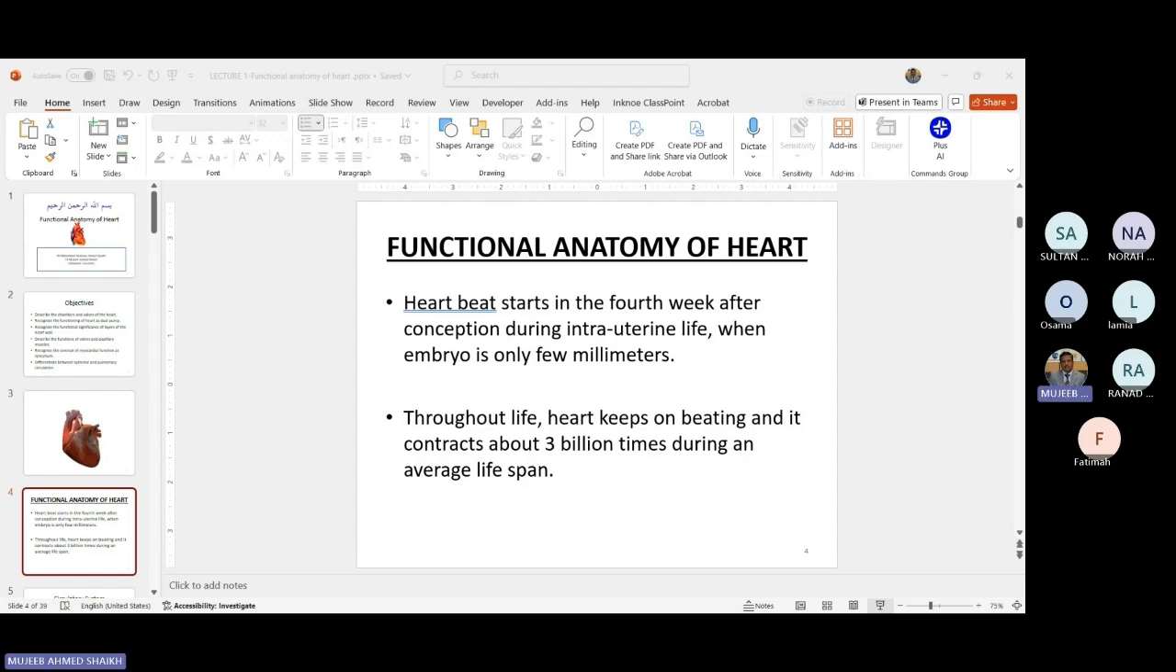So the heart is a dual pump. It has a right side pump and a left side pump. Right side pump means the right ventricle pumping blood to the lungs, and the left side, the left ventricle, pumping to all parts of the body. It has four chambers of two types. One is the atria, the upper chambers, and two are the ventricles, which are the lower chambers.